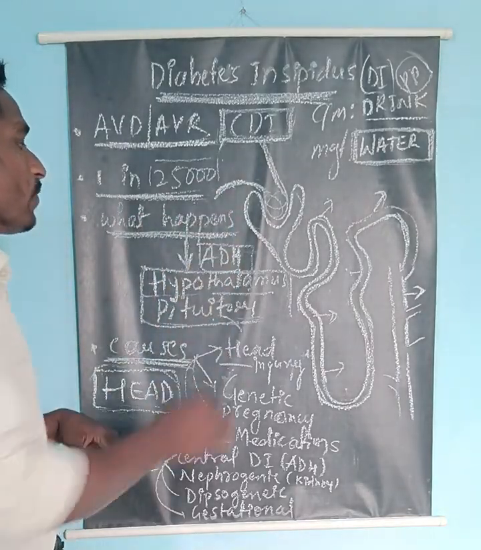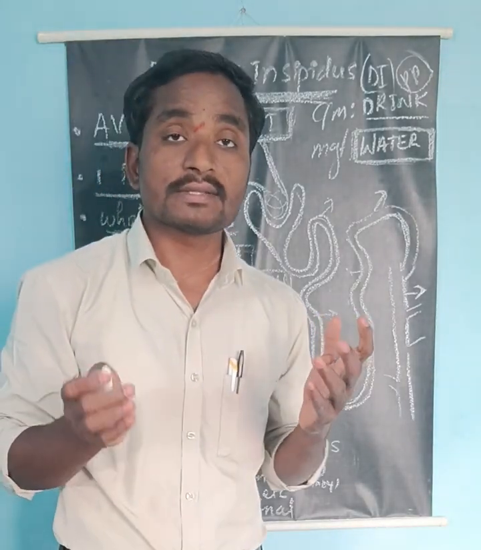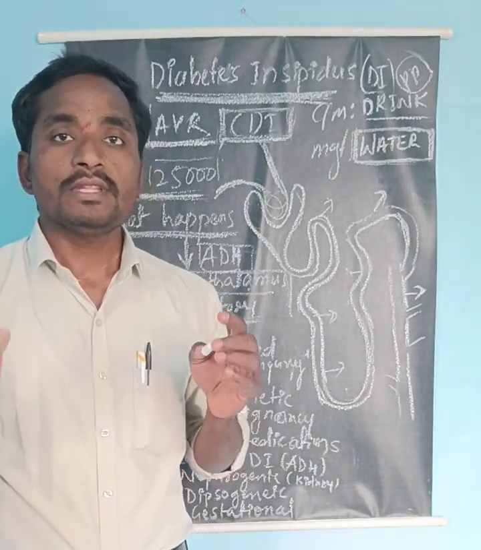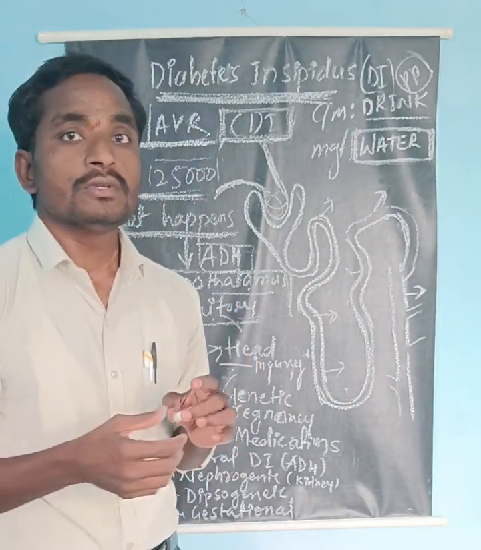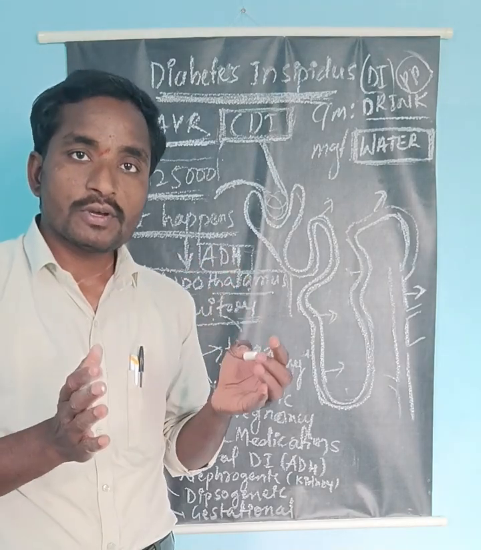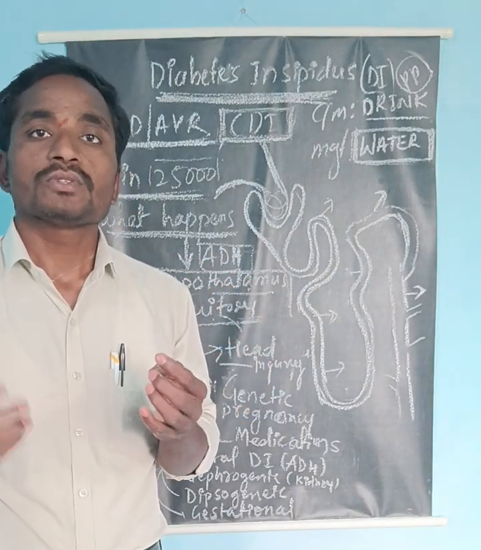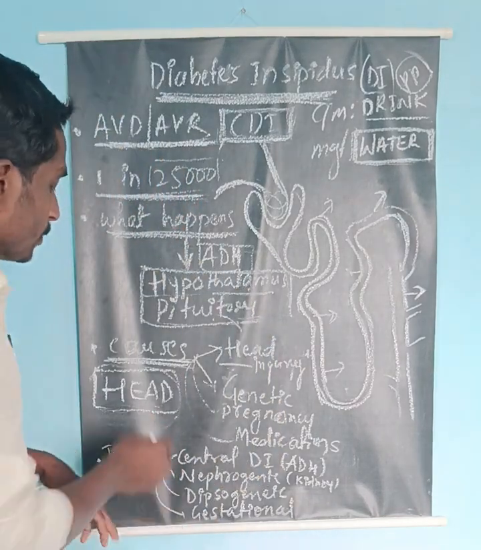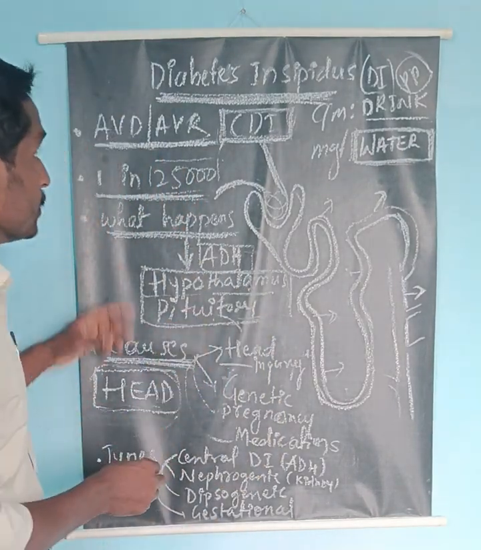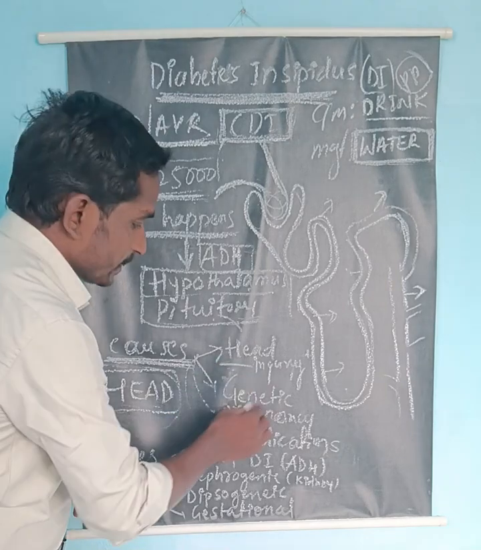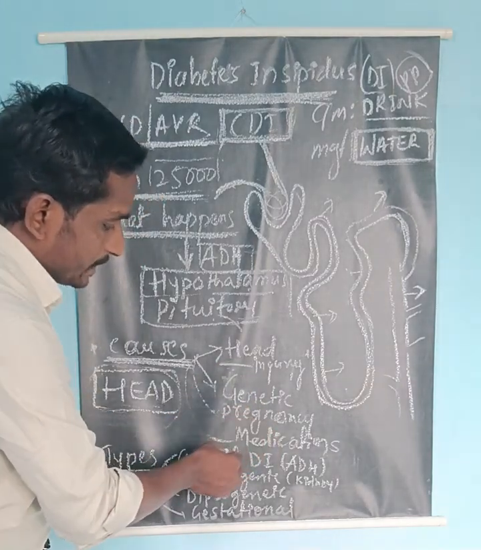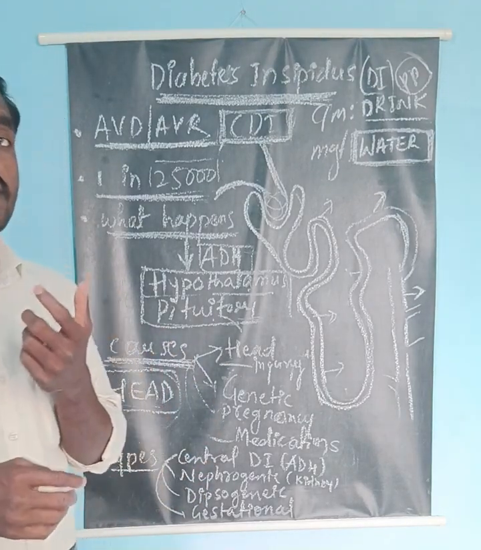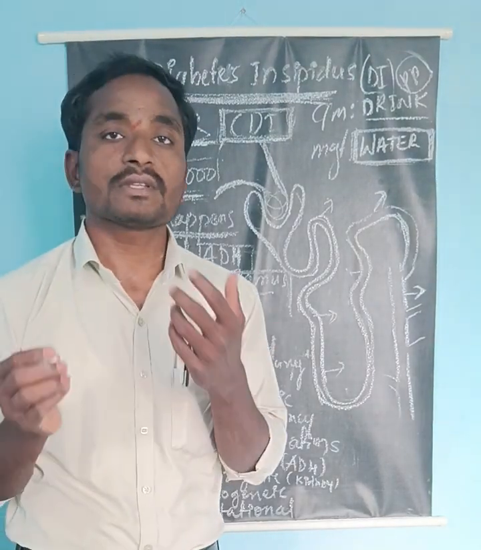The common incidence is that it usually affects 1 in 25,000 people. What happens in diabetes insipidus is a deficiency of the antidiuretic hormone, either at the pituitary gland or the hypothalamus. So there is excessive loss of water from the body. The causes of diabetes insipidus are head injury, genetic factors, pregnancy, and medications. Sometimes the exact cause is unknown.